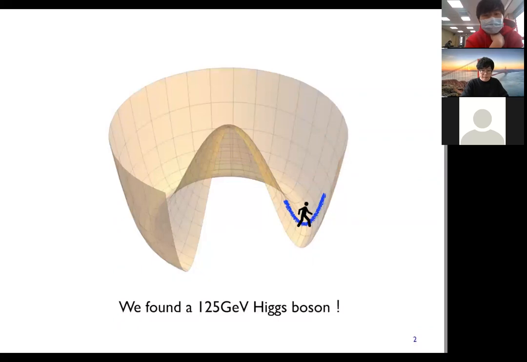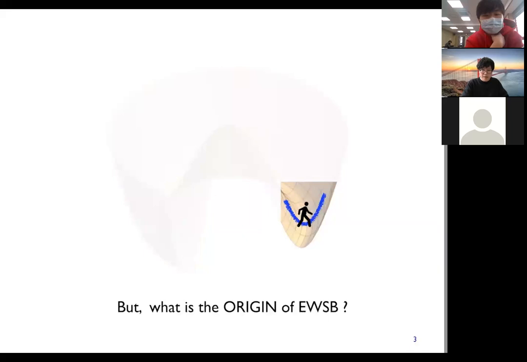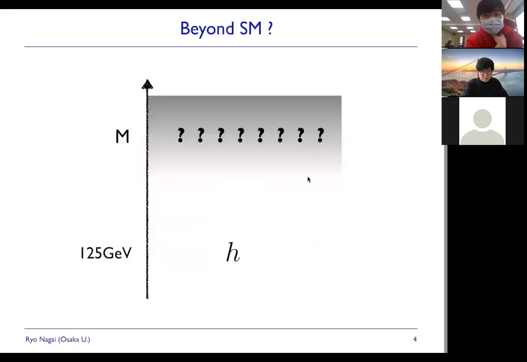This artificial aspect causes a hierarchy problem between the electroweak scale and the fundamental UV scale, such as the Planck and the GUT scale. In addition, there are several important phenomena which cannot be explained in the standard model, such as neutrino oscillation, dark matter, the baryon asymmetry of the universe, and so on. So we therefore believe that physics beyond the standard model should appear at some scale like this figure. Here, capital M denotes a typical new physics scale.